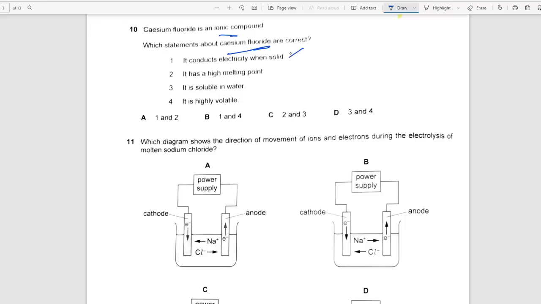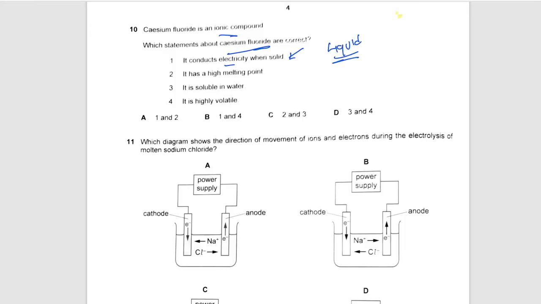No, it does not conduct electricity when solid, because when it is liquid, that's the only way it can conduct electricity, because the ions are free to move and hence they can conduct electricity. And that's the reason why in electrolysis we have the molten form and not the solid form. We know the definition of electrolysis is the separation or breakdown of ionic compounds. And ionic compounds can only conduct electricity when they are liquid or in molten form, isn't it? So therefore this would be wrong.